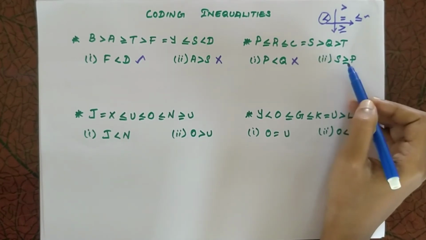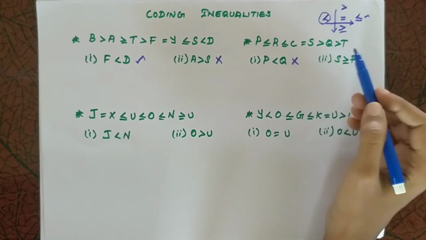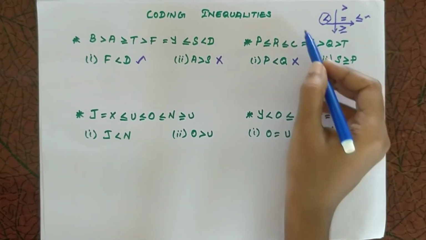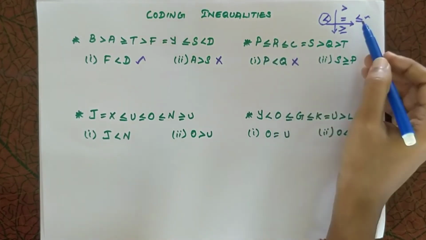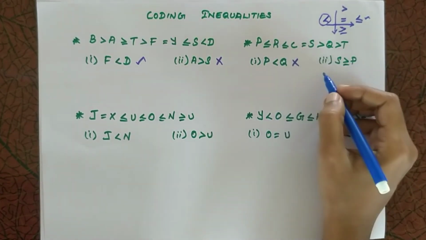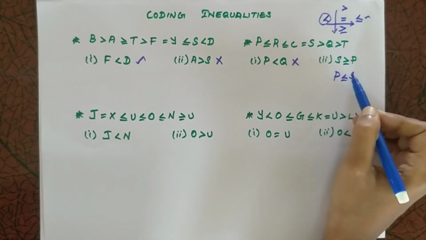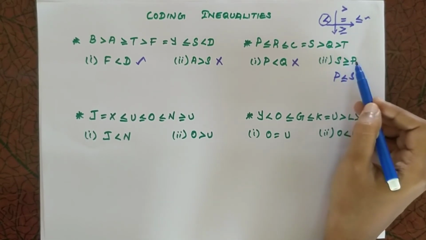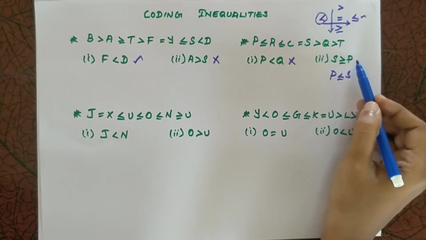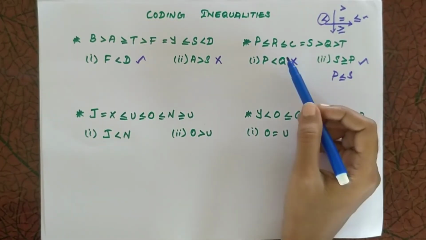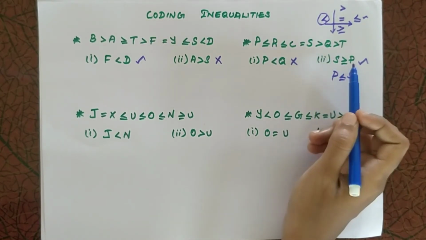Here, if you see, P is less than or equal to S. Here also P is less than or equal to S, because in the conclusion they have given from S to P, but if you see the statement, it is from P to S. So this less than or equal to says P is less than or equal to S. If you compare this conclusion, both are the same. Here they have given us S greater than or equal to P, and in our statement, we have considered P less than or equal to S. So this conclusion follows. So the answer is only conclusion 2 follows.